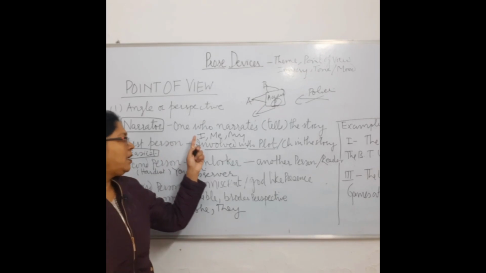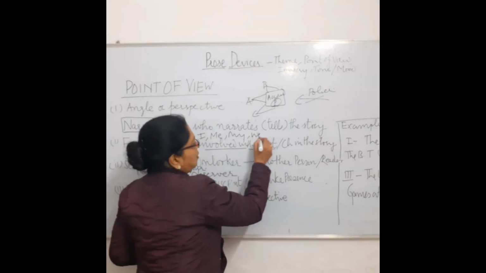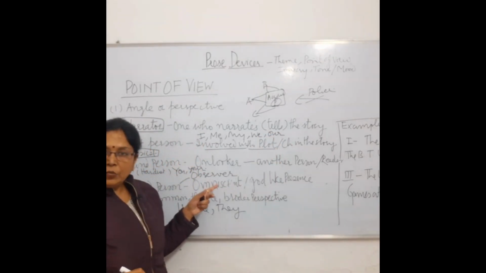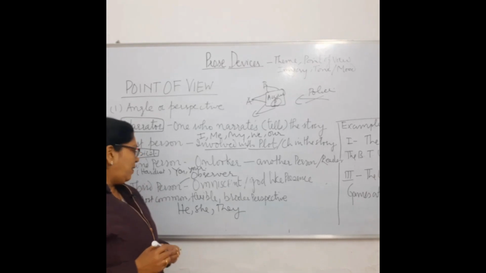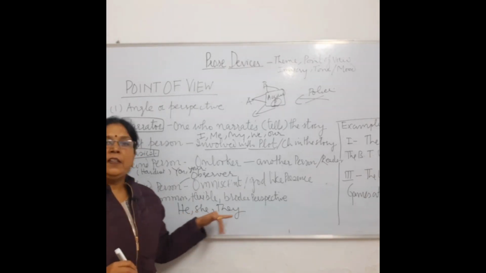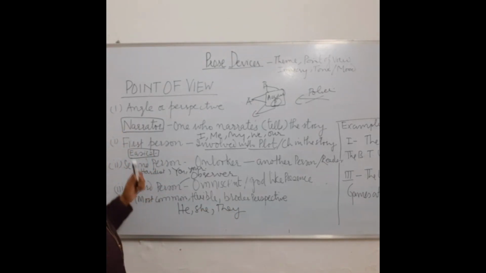If pronouns like I, me, my, mine, our, we, etc. are used, it means it is first person narrative. If pronouns like you, your, yours are used, it means it is the second person narrative. And if pronouns like he, she, they, their, etc. are used, then it means the third person narrative.